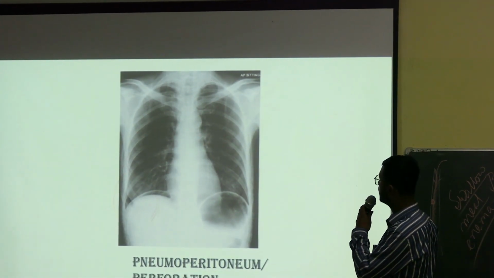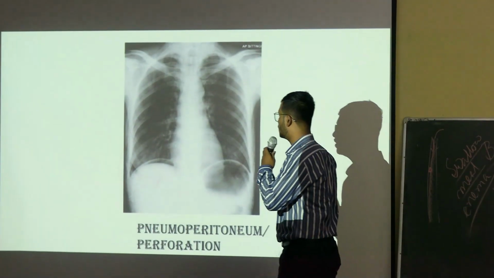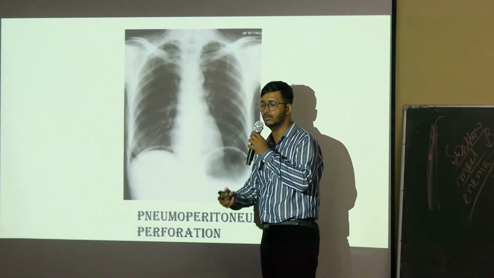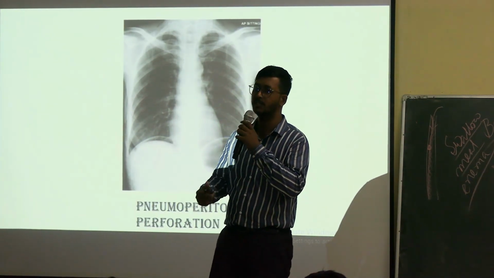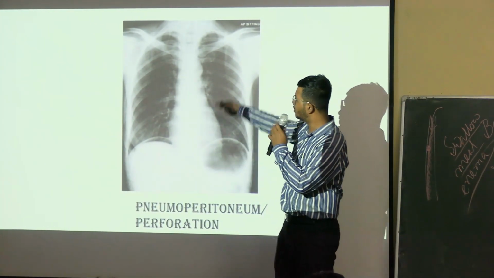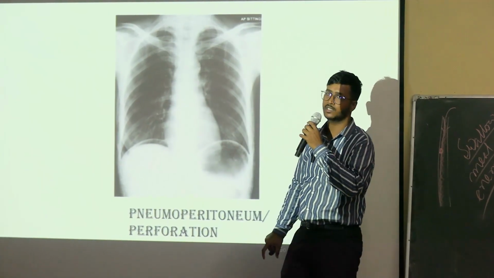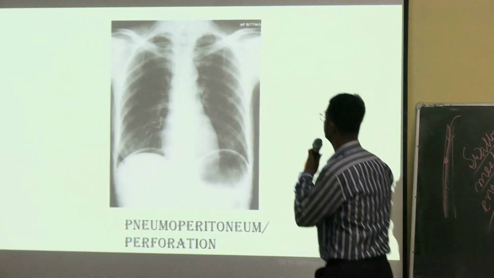This is pneumoperitoneum, which occurs in case of perforation. Perforation is basically a hole formation in the peritoneum, which results in air going out, towards the lungs as well as the intestine. So this is your pneumoperitoneum.